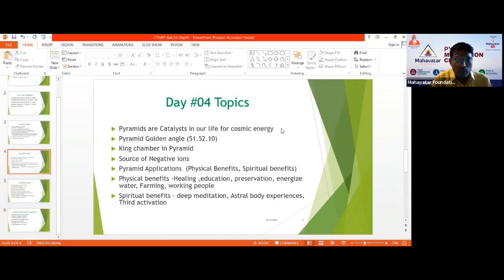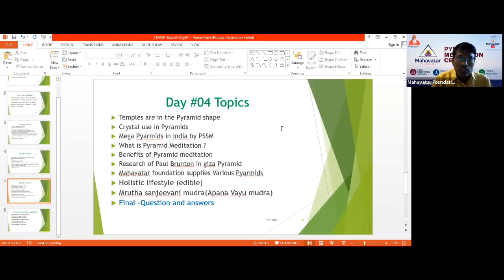Right. So with the pyramid golden angle we will understand what the king chamber is, what the sources of negative ions are, pyramid applications, physical benefits, spiritual benefits. Then we'll know that temples are in pyramid shape, crystal uses in pyramids, the mega pyramids constructed by PSSM, and then what pyramid meditation is and the benefits of pyramid meditation. And finally, we will also show you the pyramids available with the Mahavatar Foundation. Right. Then we'll understand holistic lifestyle.